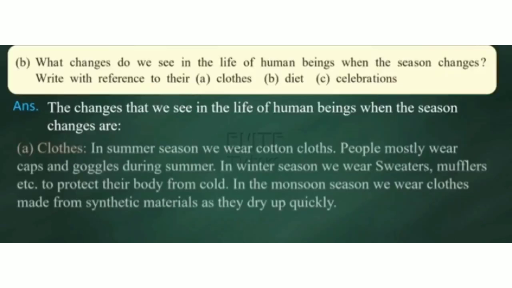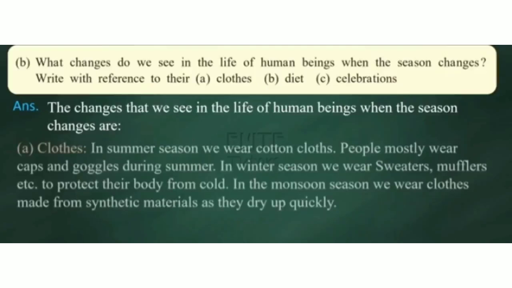And in monsoon season we wear clothes made from synthetic material as they dry up quickly. Okay, so for all of the main 3 seasons I have given the description of clothes. Now talking about diet in all of these 3 seasons and talking about celebration in all of these 3 seasons would be your homework, students. Understood? Next question. Celebrations and all is also your homework.